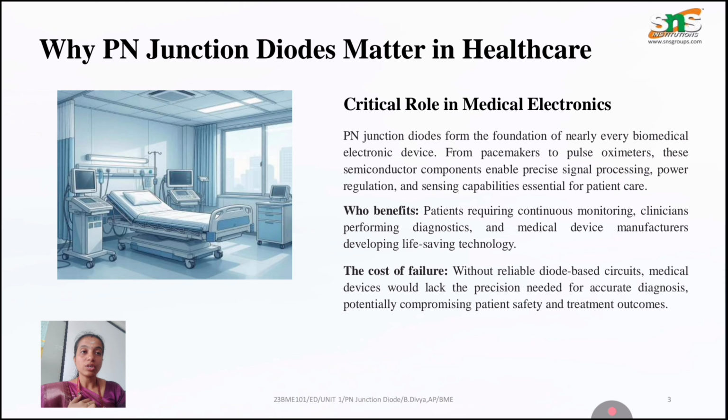Generally, PN junction diodes are mainly used in medical devices like pacemakers and pulse oximeters. These semiconductor components are very precise in signal processing, power regulation and sensing capabilities. This is how the PN junction diode is helpful in medical devices.